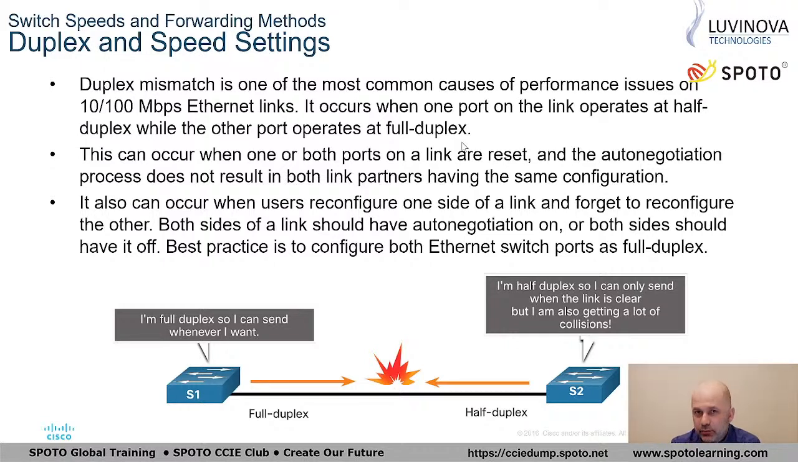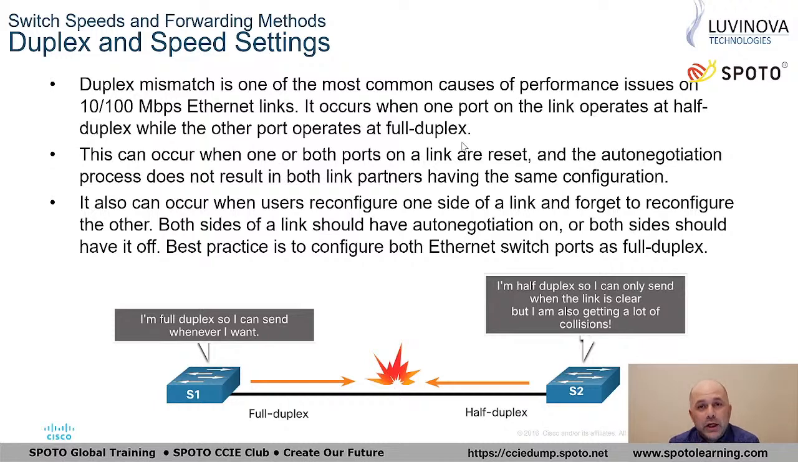That's what I just mentioned before. We should not allow that. Both ports must have the same duplexing. This can occur when one or both ports on the link are reset and return to the default state. If for one network adapter the default state is half duplex, then after the reset it's going to turn back into half duplex.